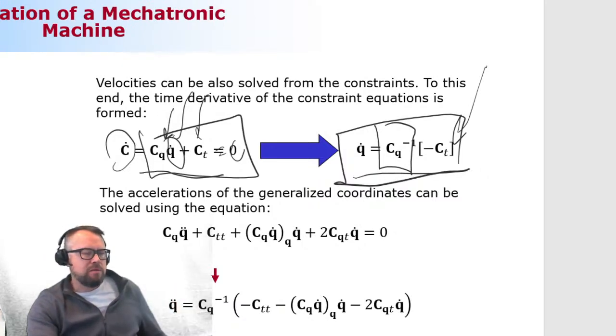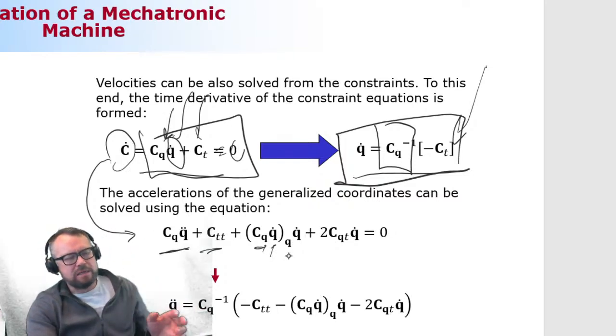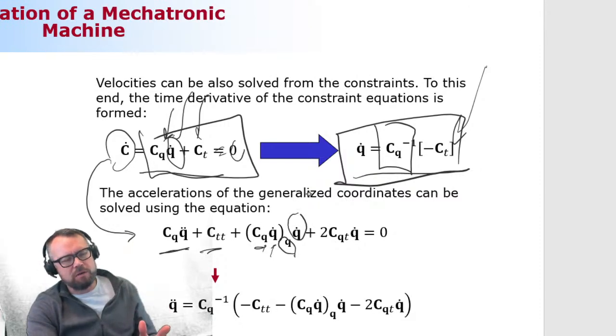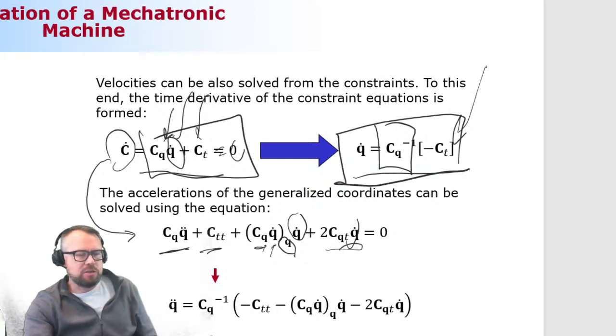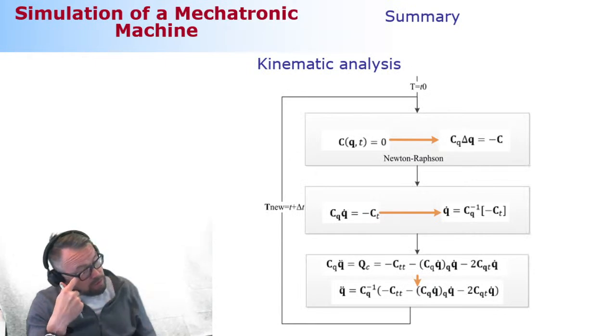All right. Then when you differentiate one more time with respect to time, it's going to get nasty. And it reads like this. You have first the Jacobian matrix multiplied by acceleration, plus the constraint differentiated twice with respect to time. And then a monster nasty component, which is the Jacobian matrix first multiplied by the velocity of generalized coordinates, that's going to be a vector. That vector is then differentiated with respect to generalized coordinates. And then finally, that result, which is a matrix, is multiplied by the velocity of generalized coordinates. And then some mixed components, where the Jacobian matrix is differentiated with respect to time, multiplied by velocity. No worries, I'm going to show you how to compute each one of these components. So here's a summary of how to conduct the kinematic analysis.